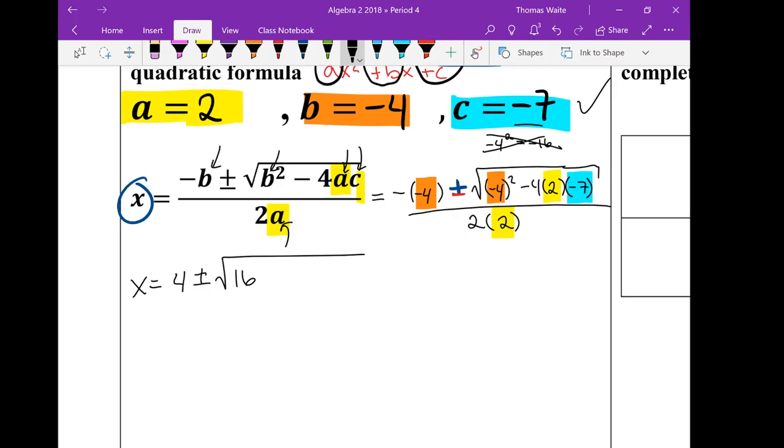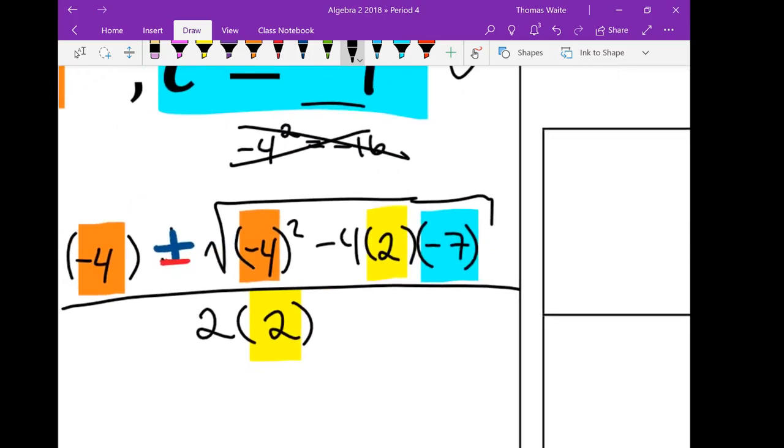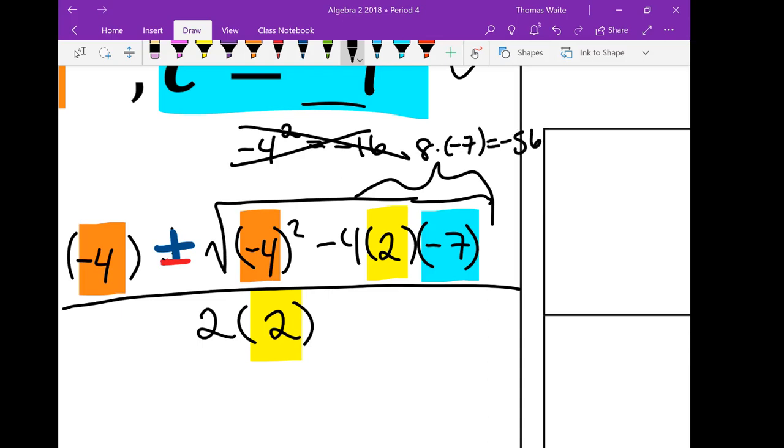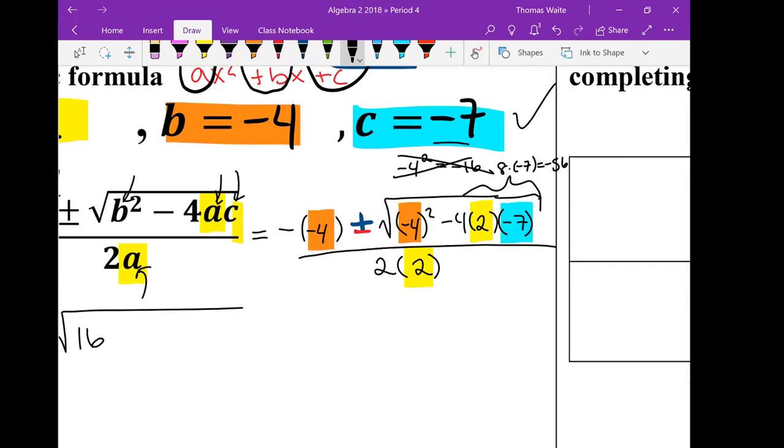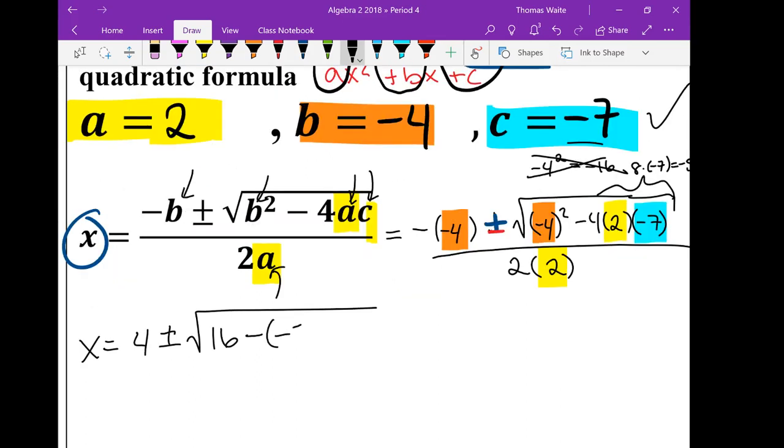16. And then this whole term, let's do it in one go. 4 times 2 is 8, times negative 7 is going to give us a negative 56. 8 times 7 is 56. And then overall, we're going to be subtracting a negative 56. Again, I'm using parentheses to make sure my negatives stay separate as I simplify. And then underneath, we have a 2 times 2, or a 4. So we're really close now.